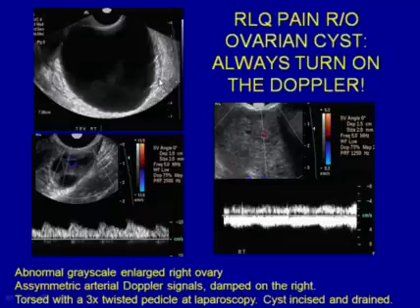Here's a patient with a very, very large cyst. Again, you can see the normal side for comparison over here, the normal waveform, but here is the abnormal enlarged grayscale appearance with these very small follicles, no normal follicles, and even though you're seeing a Doppler arterial and venous waveform, this is very abnormal. It's damped compared to the normal side, and you can see this big cyst, which was the lead point.